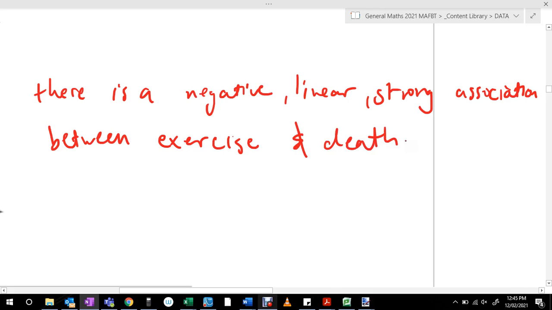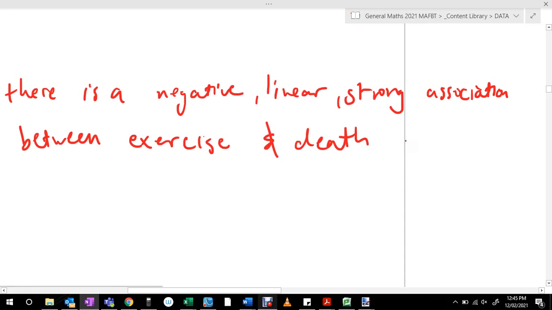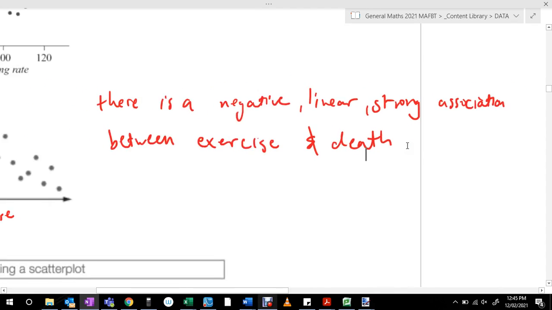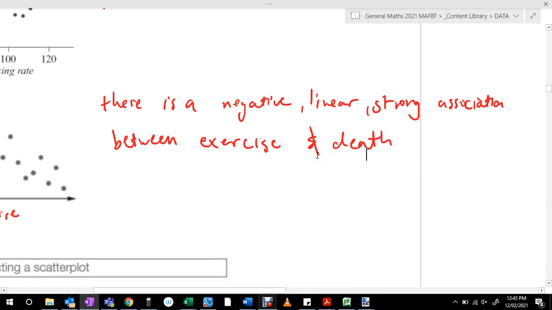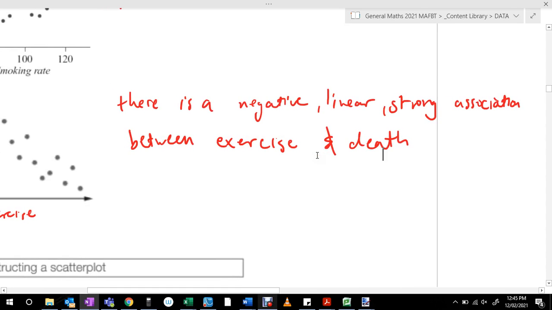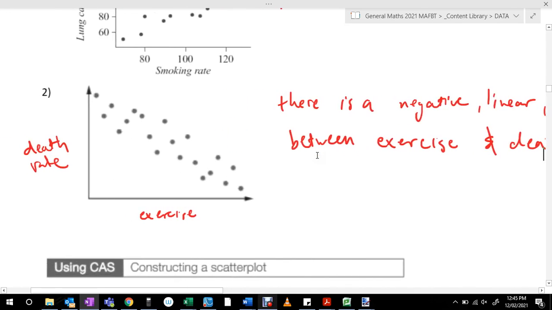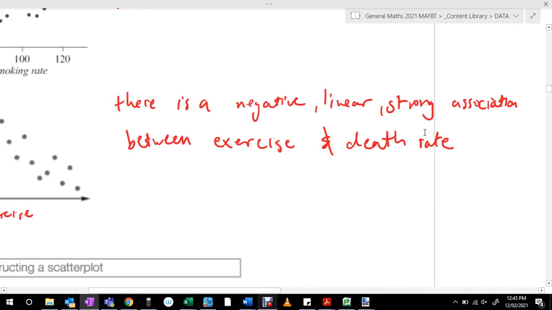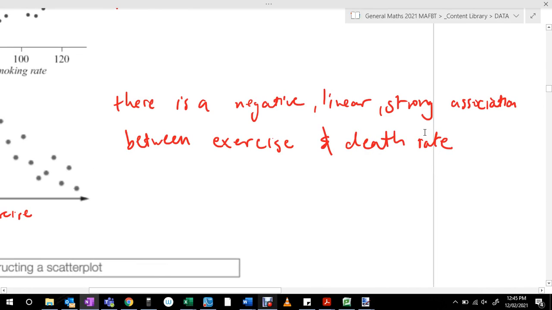Okay, so this is what it looks like when you're interpreting the data. This is the kind of stuff that you have to do. So there is a strong negative linear association between exercise and death, or death rate. Negative linear strong. So does that make sense?